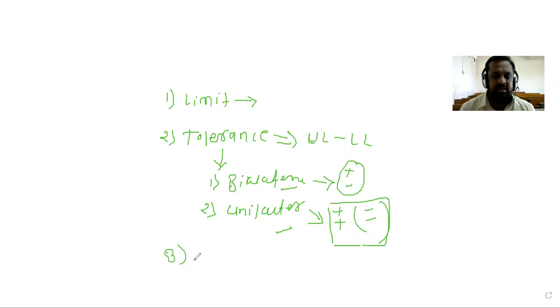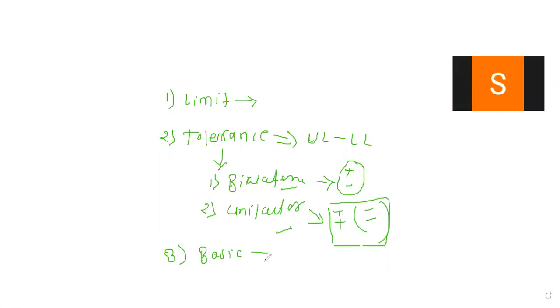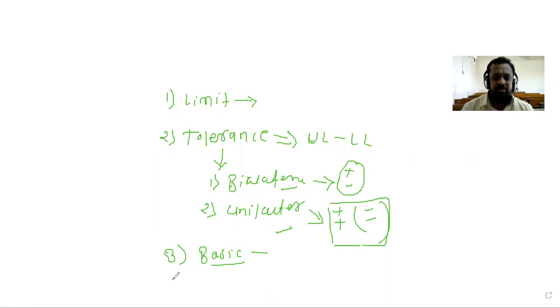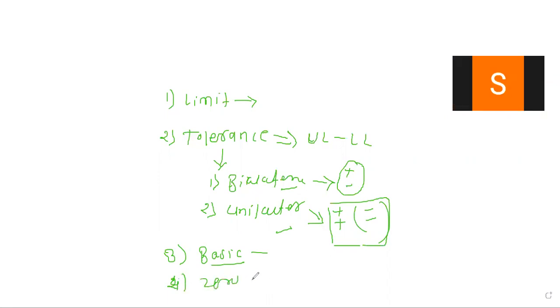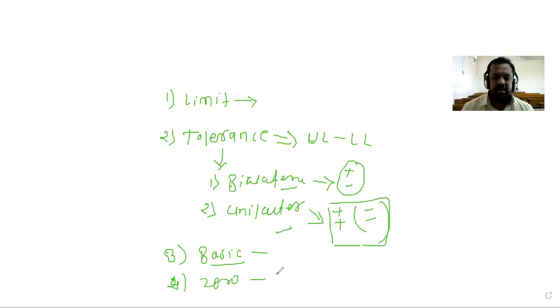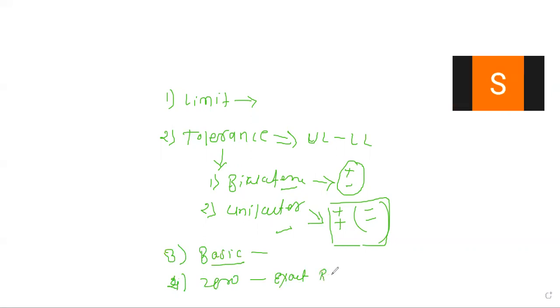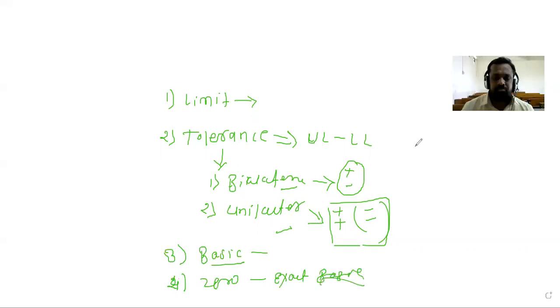Then again, we have covered the following points. Different types of sizes are there. What is meant by the basic size? The basic size is nothing but the size after giving the tolerances to that value. And what is meant by the zero line? It is the graphical representation of the basic size, and the zero line will show the exact basic size.